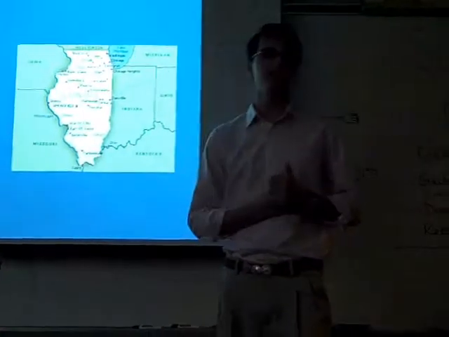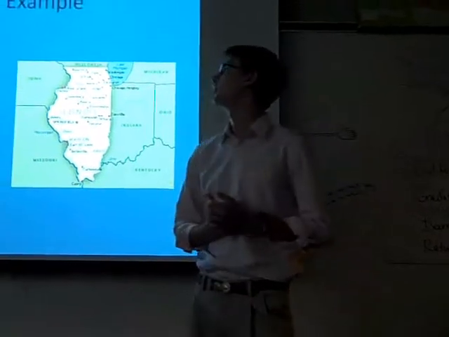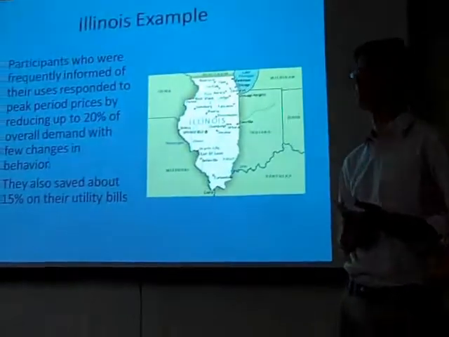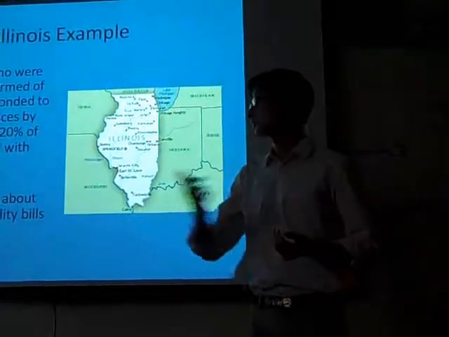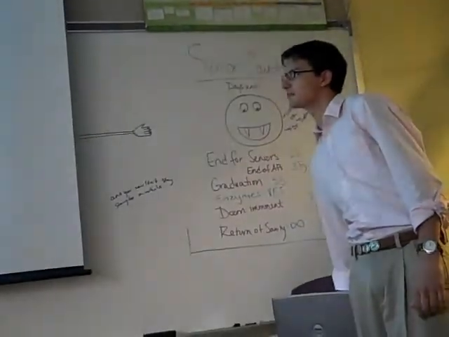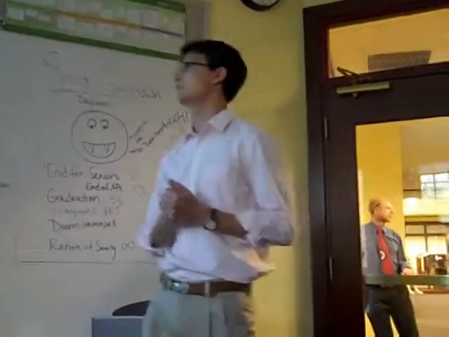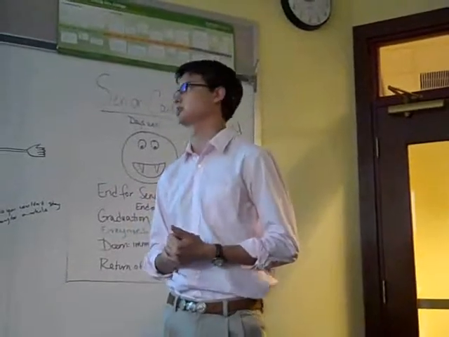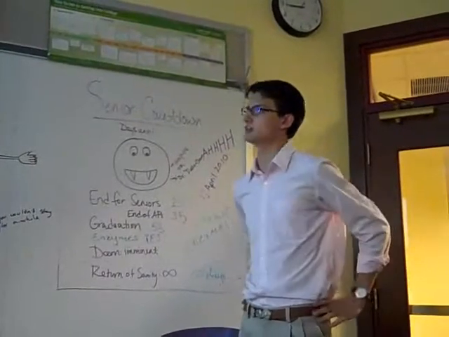This has been shown to work quite effectively. In Illinois, there was a study done where participants who were frequently informed of their usage responded to peak period prices by reducing up to 20% of overall demand. So that's very significant. And they saved 15% on their utility bills. So it is very, very effective. And it's shown by private investment in these smart meters that tell people what the price of electricity is, and give them more information, as well as the utility.